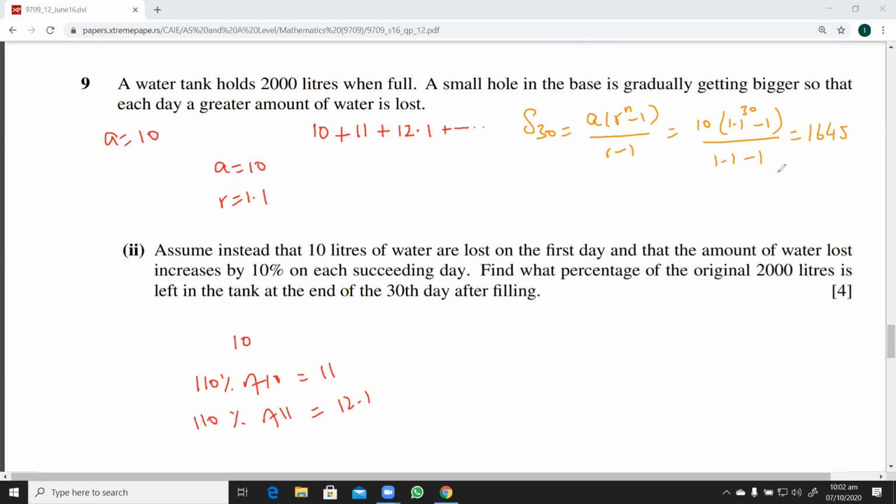1645 liters. So this much water has been lost. So how much water is left in the tank now? So the water left is going to be 2000 minus 1645, and the percentage of the water is going to be this difference, 355 over 2000 into 100%. That is 18% left after the 30th day.